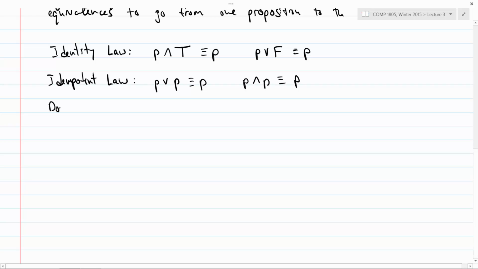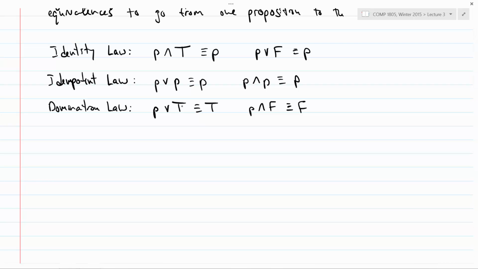The next set of laws are the domination laws. And again, it comes in two parts. P or true is automatically true. Doesn't matter what P is. And similarly, P and false is automatically false. It doesn't matter what P is. Because disjunction needs at least one of the disjuncts to be true. And this one right here is. So we know for sure that the whole thing is true without even checking the other one. And it's just the opposite for conjunction. We know if it is going to be true, both of them have to be true. Well, this one right here is not true, so we can stop and we know the whole thing is false.